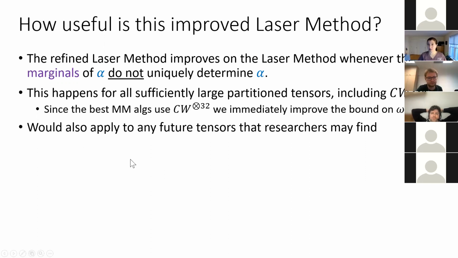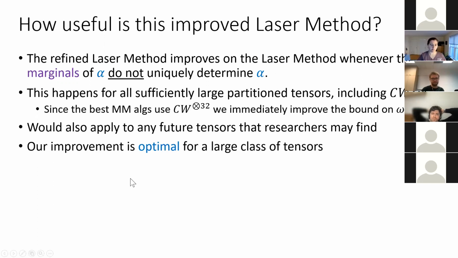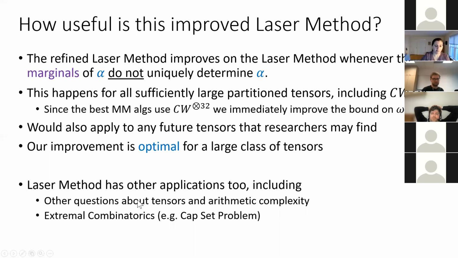Anyway, now if you take any future tensor and you get your partitioning and it's bigger than like 3 sets per variable set, then you can just apply this and you'll get an improved bound. It's optimal for a large class of tensors. Interestingly enough, we were not able to show that it's optimal for Coppersmith-Winograd, but it is optimal for Coppersmith-Winograd-like tensors. It would still be nice to show that; I believe it should be. The laser method has other applications, and maybe one could look into whether what we did has anything to do with the other applications.